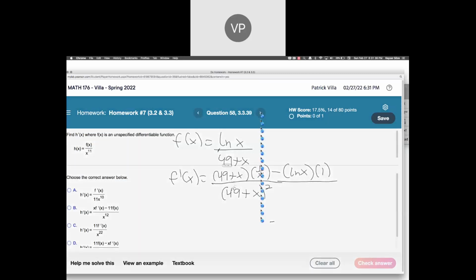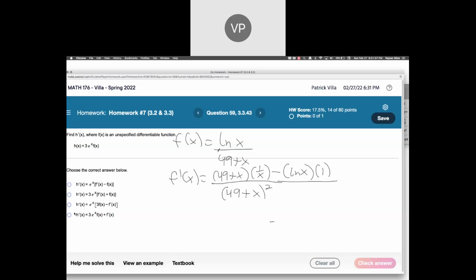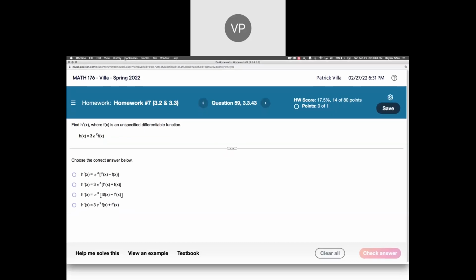Let's look at number 59. They want us to find h prime of x where f of x is an unspecified differentiable function. So what we're doing is we have to find the derivative, but we don't know what that other function is. It's kind of a mystery what that second function is right there. So let me rewrite it a little bit bigger so you can see it. We have h of x equals 3e to the x times f of x.